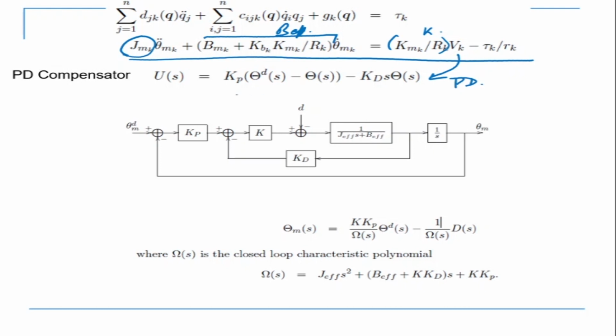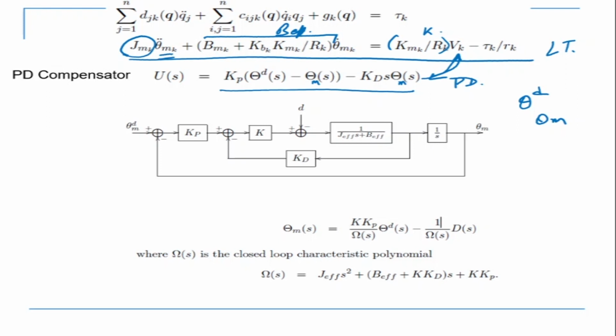So this I'm going to make a PD controller. I write the equation for the PD controller, take the Laplace transform of it, put this equation in the place of Vk, and then proceed. When I put this equation in Vk, I see that I have theta d and theta m. This is theta m, theta ms. So I take all the theta ms to the left hand side.